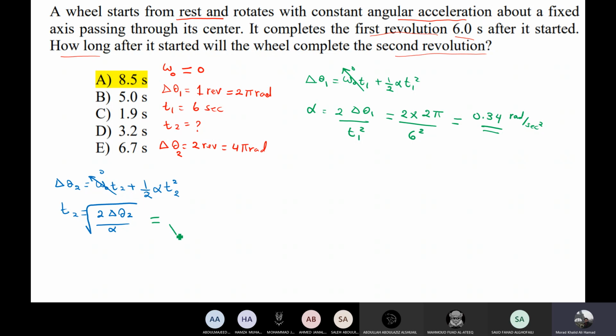So T2 should be equal to the square root of 2 times delta theta 2, which is 4 pi rad, over alpha, which is 0.34. Of course, everything is under the square root. How much is this one? 8.48. So 8.48 seconds is our answer. Clear, guys? Yes, clear. What I want to say here is that it is exactly like chapter 3 for this question. The only difference is that we use the rotational notation.